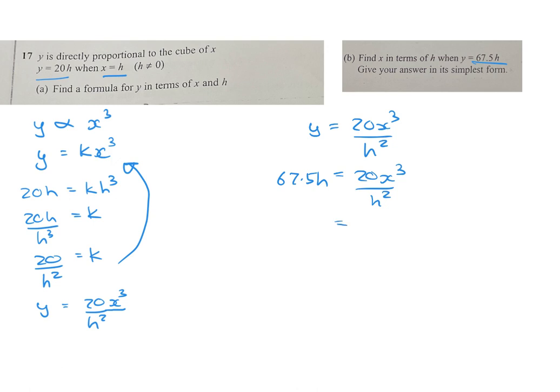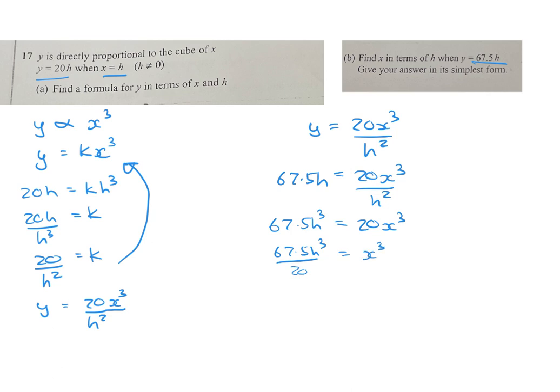We want to have x as the subject of the formula here. So first of all, let's multiply by the denominator. Let's multiply by h squared on both sides. So we get 67.5h cubed equals 20x cubed. Now we'll divide by 20 on both sides. So we're going to get 67.5h cubed over 20 equals x cubed.